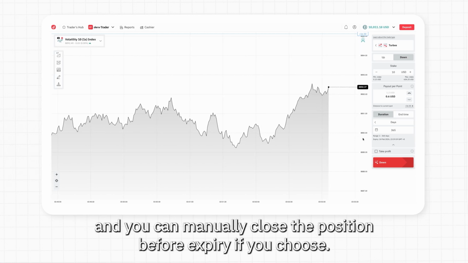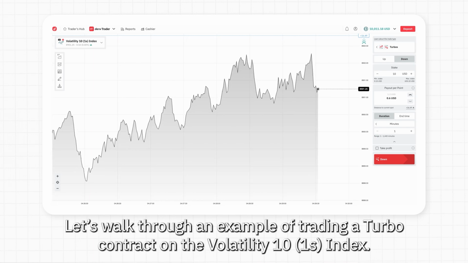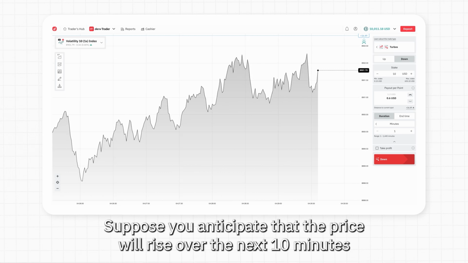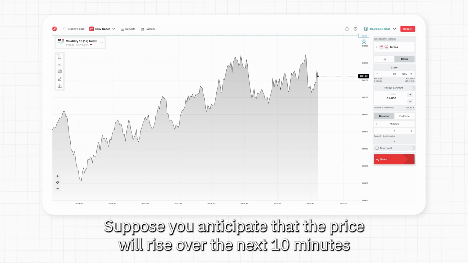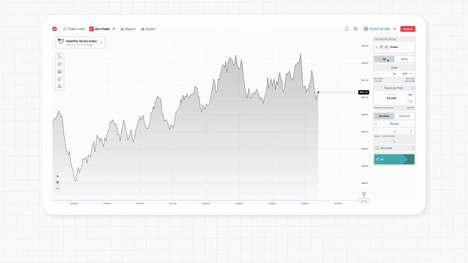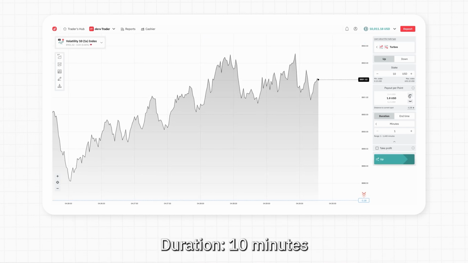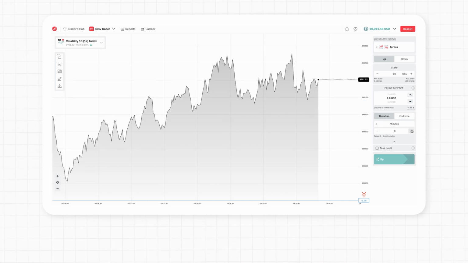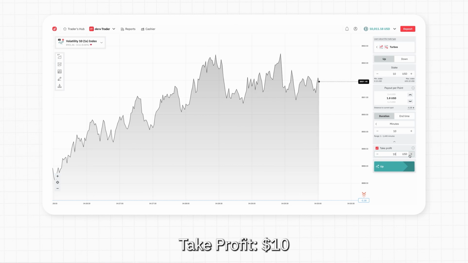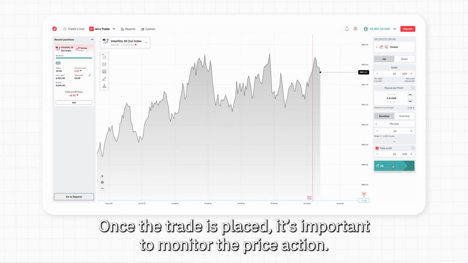Let's walk through an example of trading a turbo contract on the volatility 10 1 second index. Suppose you anticipate the price will rise over the next 10 minutes and decide to go with an up contract. Here's how you set it up. Payout per point, 1.8 USD. Duration, 10 minutes. Initial stake, $10. Take profit, $10.